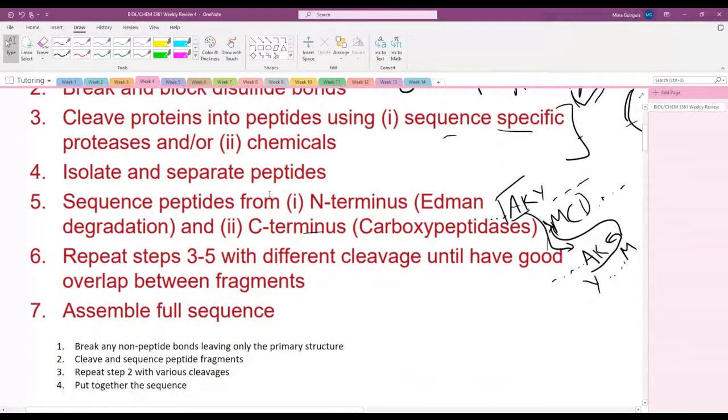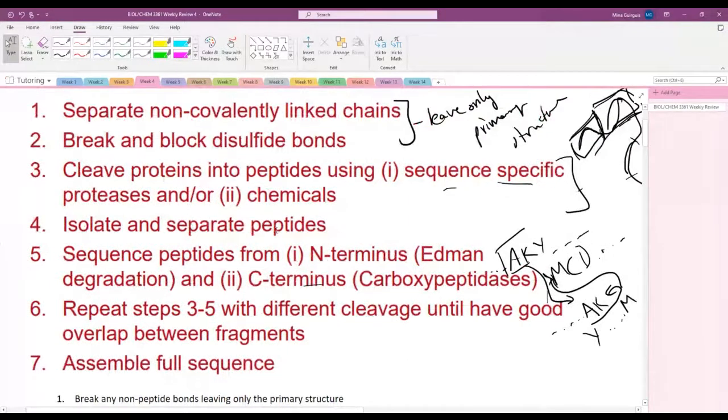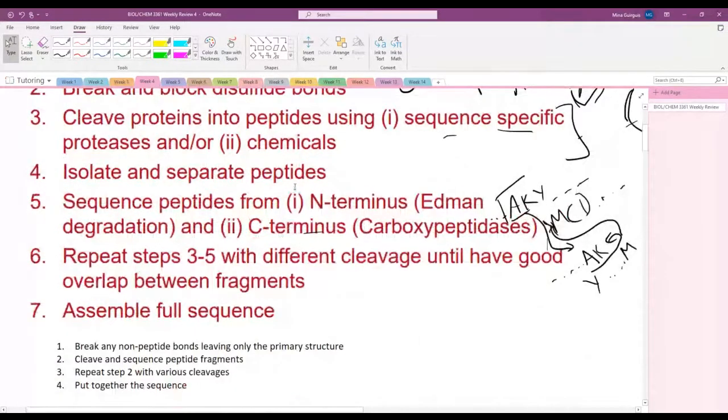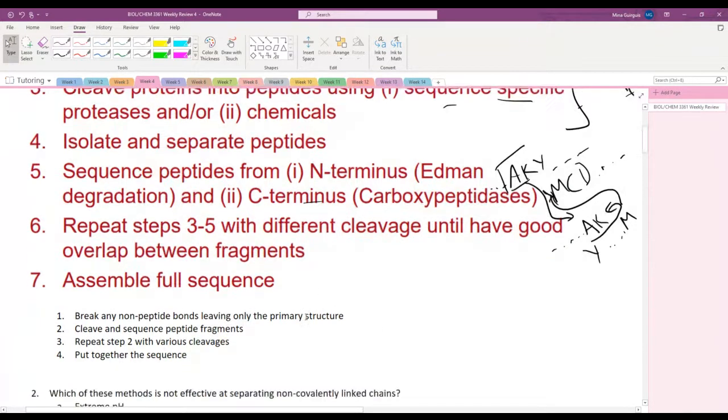The seven steps are the more rigorous approach, the really technical one. Here's how I think of it. Steps one and two, exactly like I said: break every non-peptide bond to leave only the primary structure. Then three, four, and five, I consider to be one again: cleave and sequence peptide fragments. So now we understand the sequence of each fragment. Then repeat step two to get multiple different ones. That's step six. And finally, put together the sequence, or assemble the full sequence.